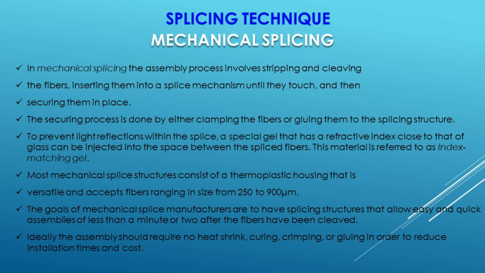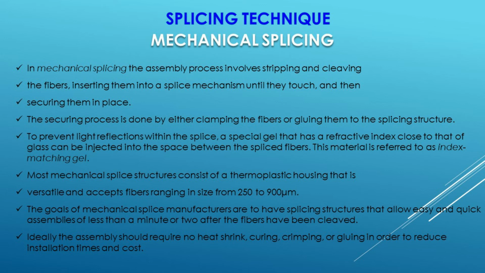The securing process is done by either clamping the fibers or gluing them to the splicing structure. To prevent light reflections within the splice, a special gel that has a refractive index close to that of glass can be injected into the space between the spliced fibers. This material is referred to as index matching gel.